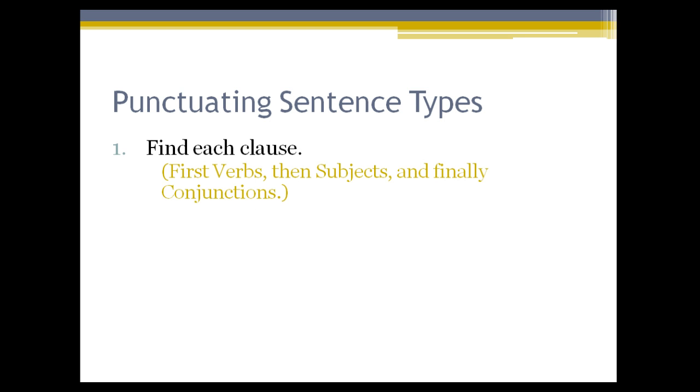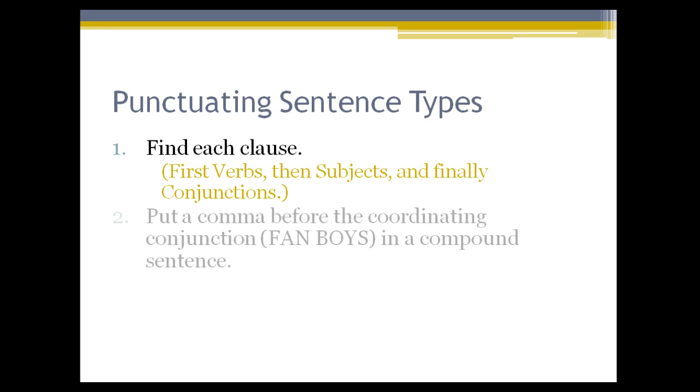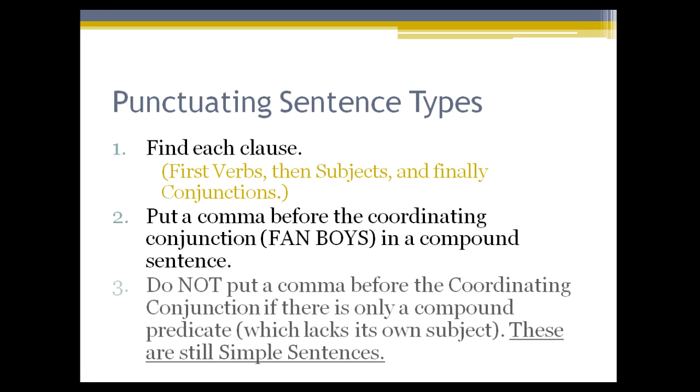Punctuating sentence types. How do we do this? First, you find each clause. Start by finding the verbs, then subjects, and finally conjunctions, both coordinating and subordinating. Remember to put a comma before the coordinating conjunction or fanboys in a compound sentence, but only before the and in a compound sentence. Do not put a comma before coordinating conjunctions if there's only a compound predicate, which lacks its own subject, or compound verb. There's still simple sentences unless you have subject verb, comma, fanboys, subject verb.